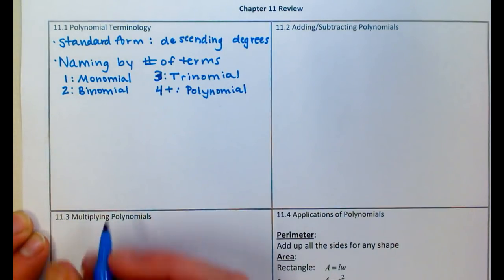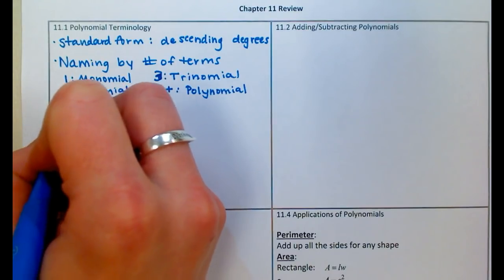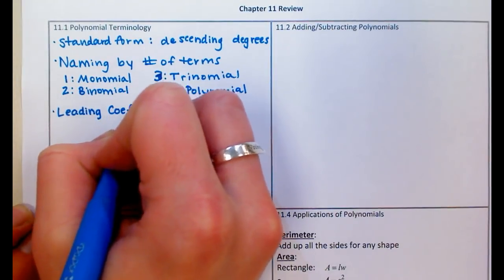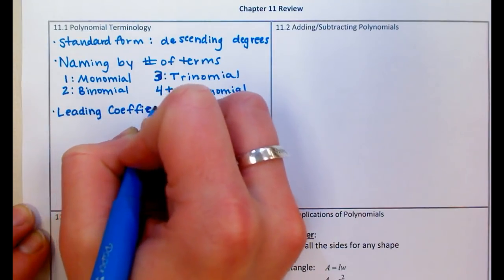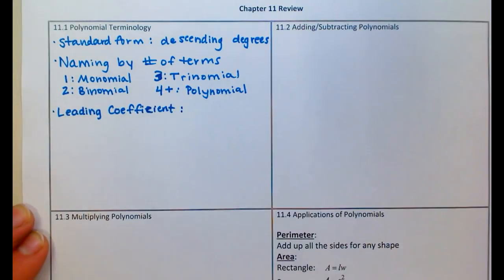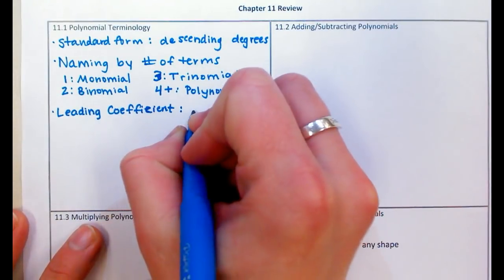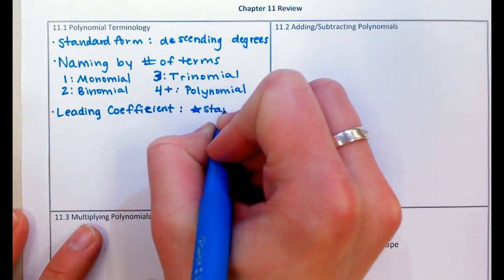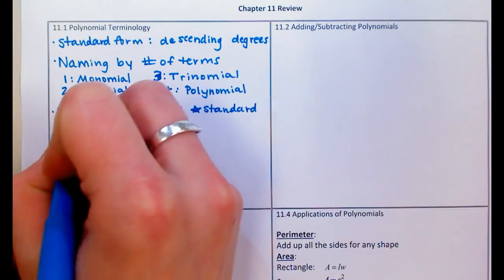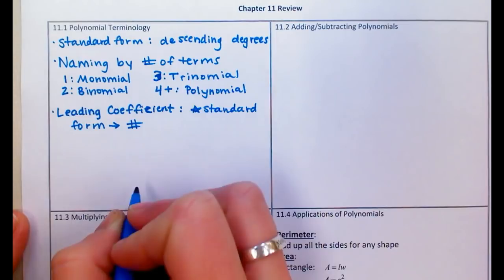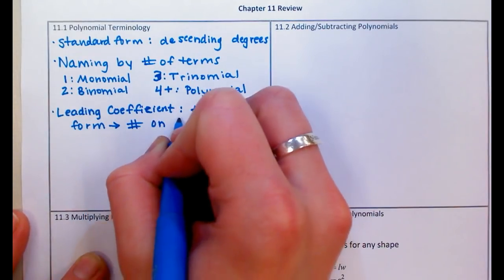The next thing we did was leading coefficients. The leading coefficient for a polynomial is the first coefficient when it's written in standard form. So the first thing we have to make sure is that it's in standard form, and then we pick off the coefficient on the first term.